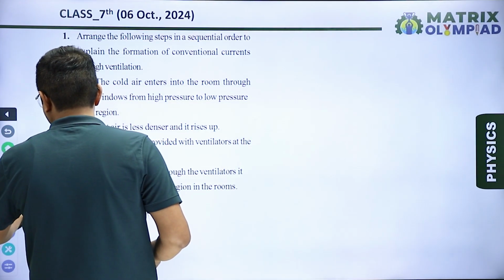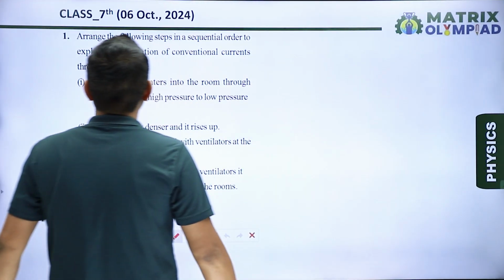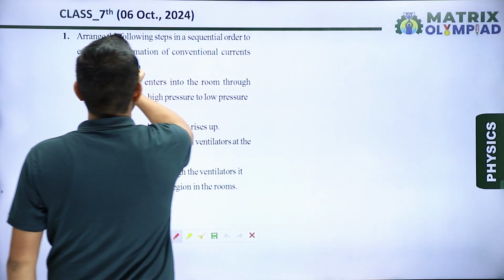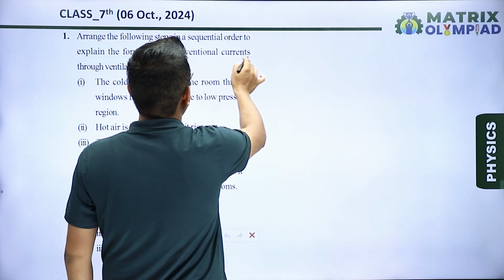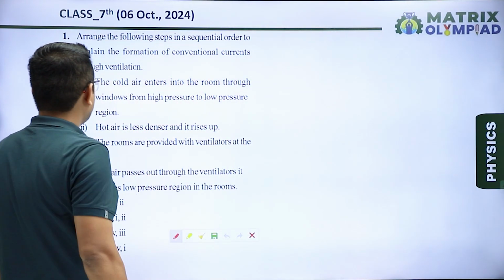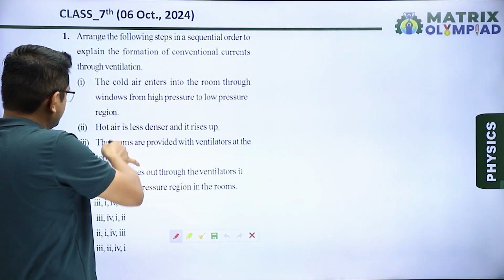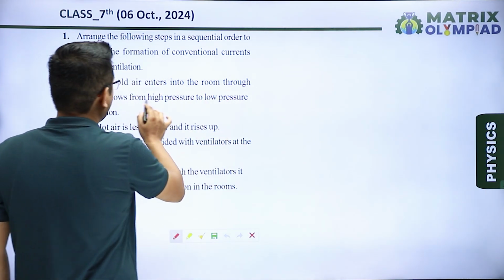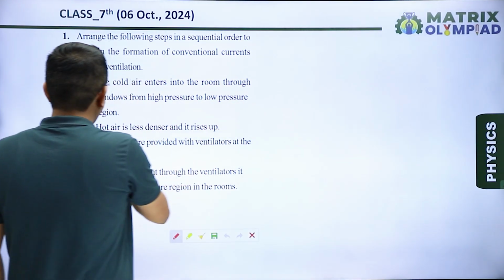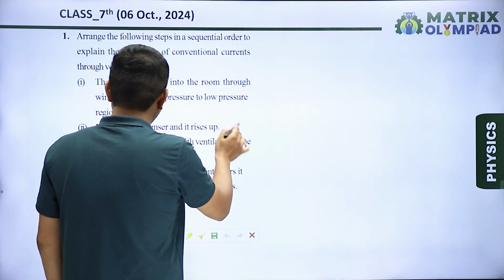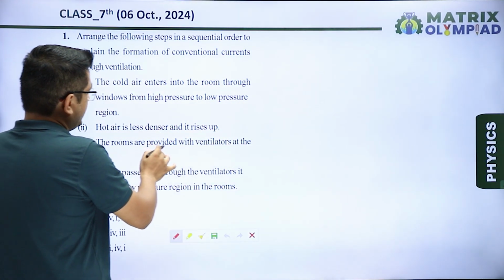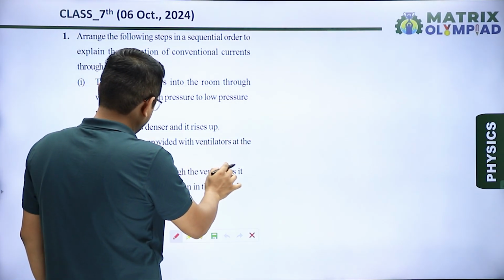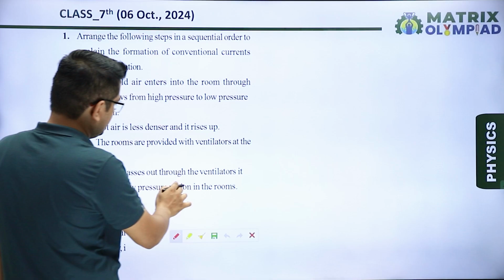Question number 1. It is said, arrange the following steps in a sequential order to explain the formation of convectional currents through the ventilations. I am reading all four statements. First, the cold air enters into the room through the window from high pressure to low pressure region. Hot air is less dense and it rises up. The rooms are provided with ventilators at the top. Hot air passes out through the ventilators. It creates low pressure region in the room.